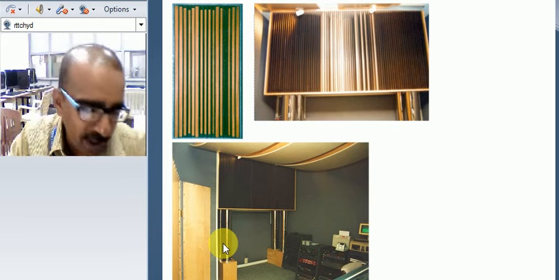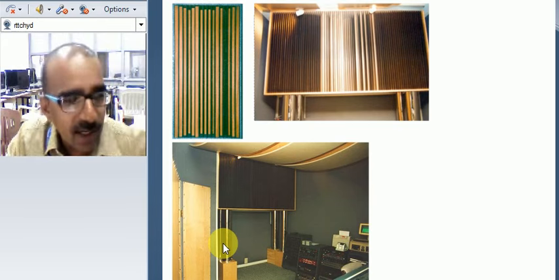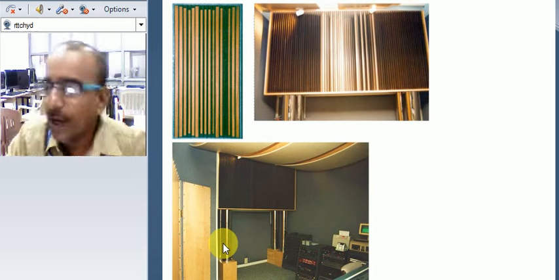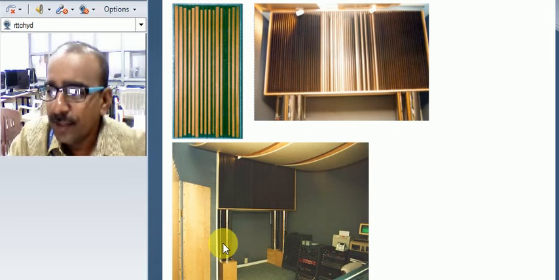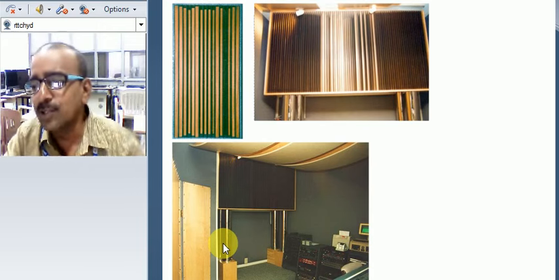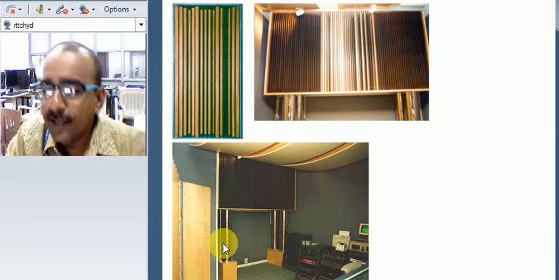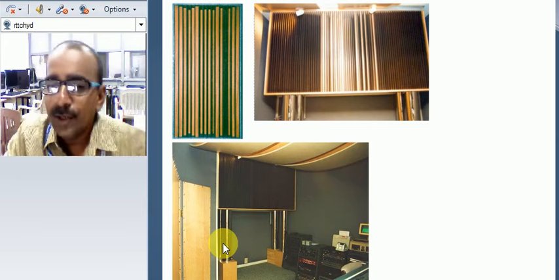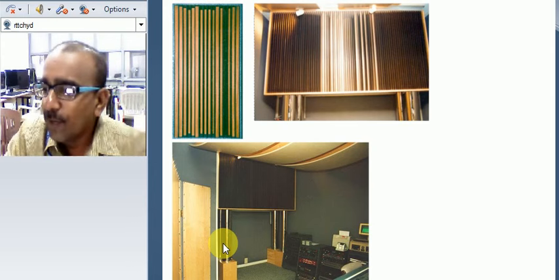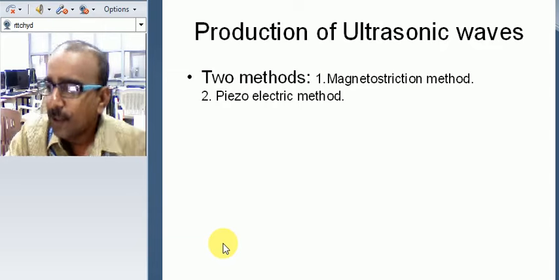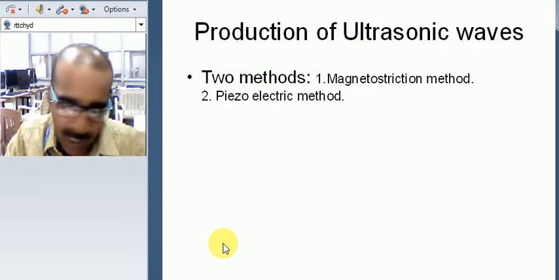So next, after the audible range, we'll move to the next type of waves, that is the ultrasonic waves. The frequency of these ultrasonic waves is higher than the audible range, almost 50 kilohertz above the audible range. Ultrasonics in most cases are also referred to as supersonic waves. These ultrasonic waves find their applications in most cases due to their smaller wavelengths. They can be produced by two types of methods: the magnetostriction method and the piezoelectric method.